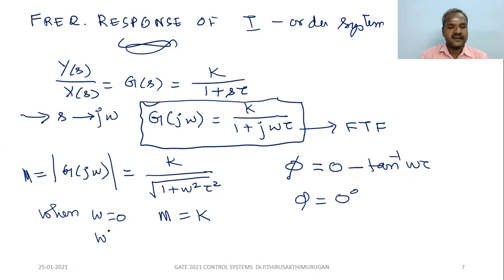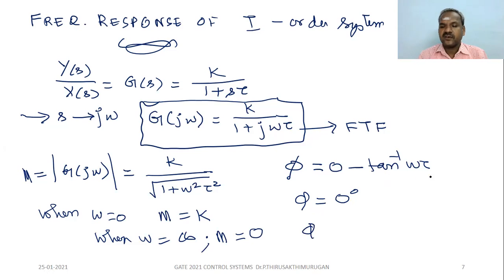When omega is infinity, what is the magnitude? Substitute omega is infinity, the magnitude is 0. What is the phase angle? Tan inverse of infinity, how much? 90 degree, right? So minus 90 degree.